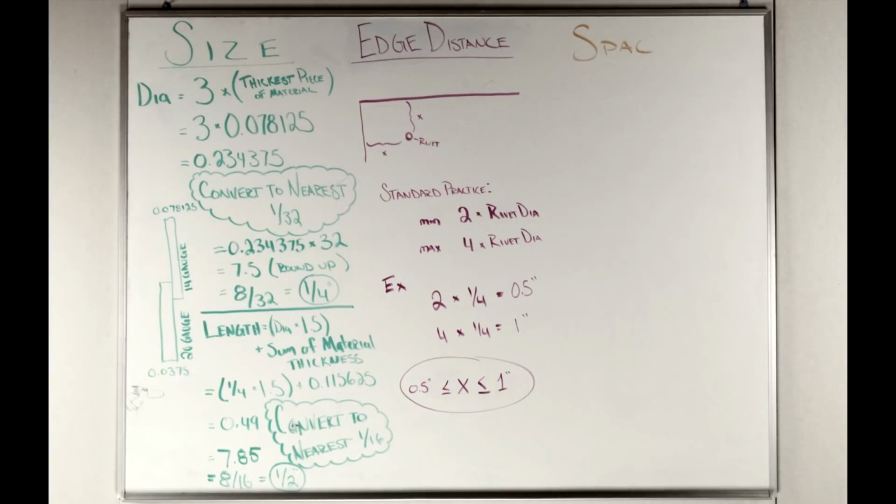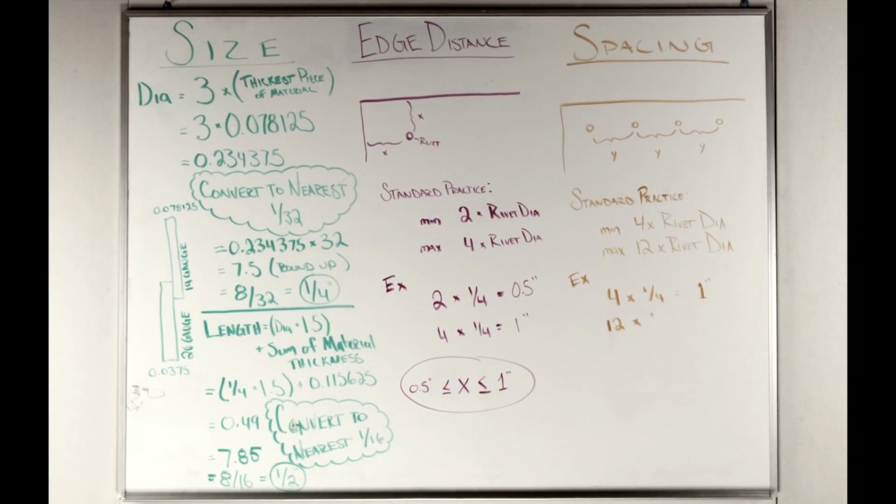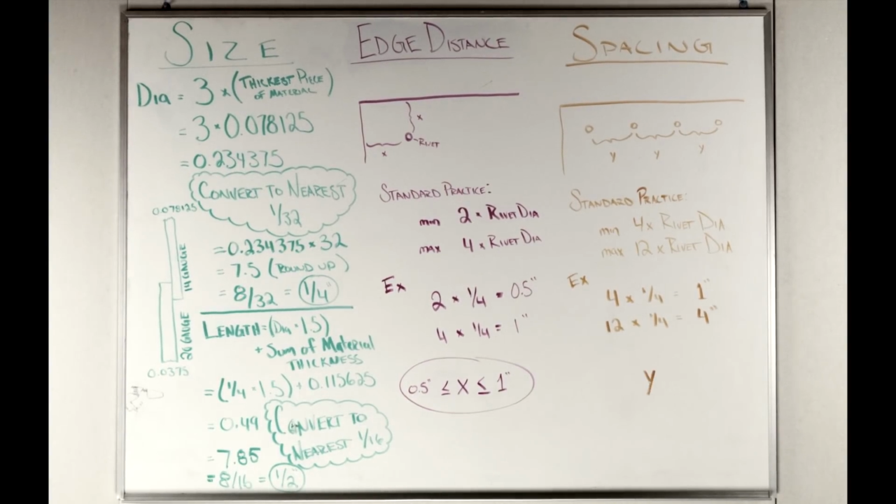Our final point is spacing. Rivet spacing is the distance between each of your rivets after your edge distance. It is standard practice to use a minimum of 4 times the rivet diameter and a maximum of 12 times the rivet diameter. If you go too small, you'll start perforating your sheet metal, and if you go too large, you'll start to get bubbles.